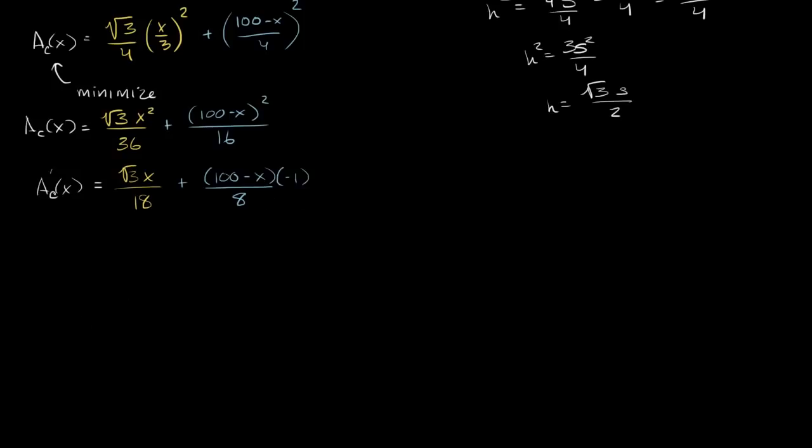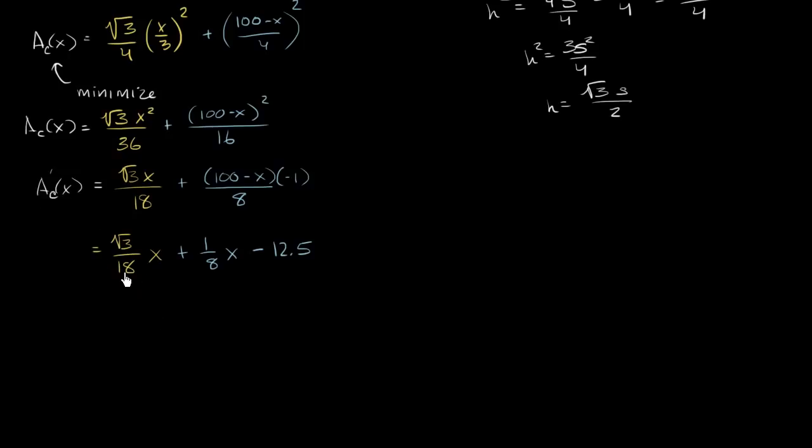And so we can rewrite all of that as equal to the square root of 3 over 18 x plus, I could write this as positive x over 8, so 1/8 x, because the -1 times the negative x is positive x over 8. And then minus 100 over 8, which is negative 12.5. Minus 12.5. And we want to figure out an x that minimizes this area.